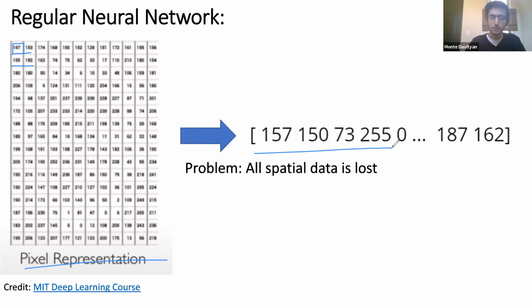The problem with a regular neural network is that we flatten out all our pixel data. Our pixel data is two-dimensional and we're making it one-dimensional. Well, all spatial data is lost. What do I mean by that? Okay, let's say we have this 3x3 area. This is a particular subset of the image, right? This might represent a wheel, let's say right here.